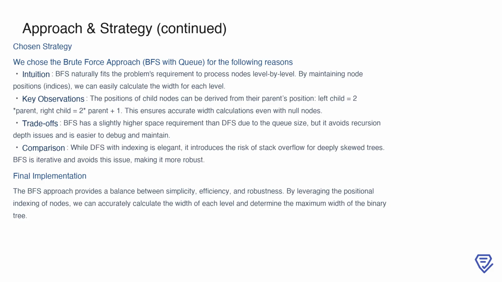While BFS does require slightly more space compared to DFS due to the queue size, it avoids the risk of stack overflow, which can occur with deeply skewed trees when using recursion. Additionally, BFS is easier to debug and maintain, making it a more robust and practical choice. By leveraging positional indexing, the BFS approach strikes a good balance between simplicity, efficiency, and reliability, allowing us to determine the maximum width of the binary tree with confidence.